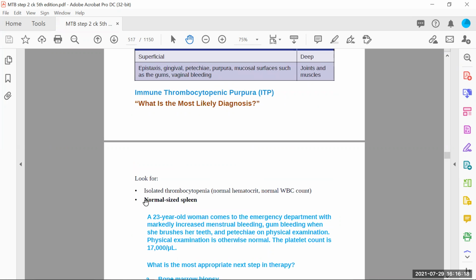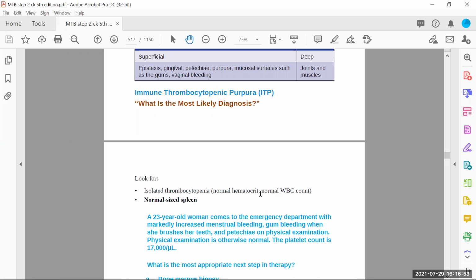You will always look for isolated thrombocytopenia, which means there will be no changes in the RBCs and no changes in the WBC count, but only the platelet count, you are going to see, is decreased. Normal platelet count is between 150,000 and 3 lakh. So if it's below 150, you will say it's an isolated thrombocytopenia. One of the most important points in ITP: you will look at the lab tests, and only if the platelet counts are isolated and low can you think about ITP.